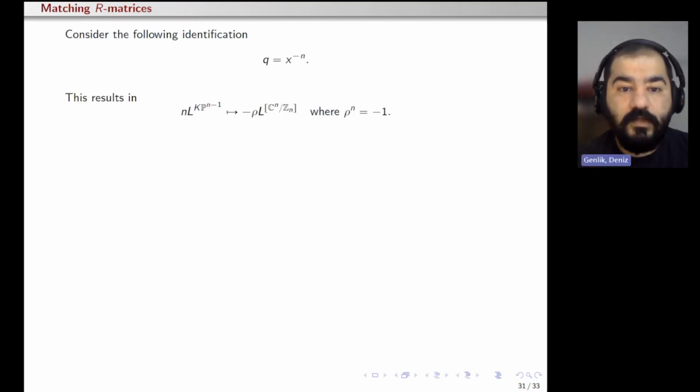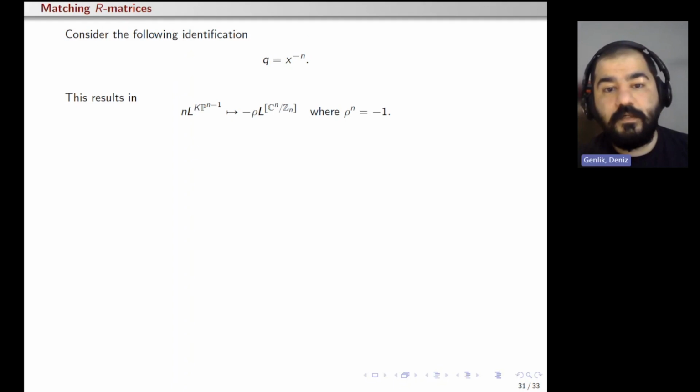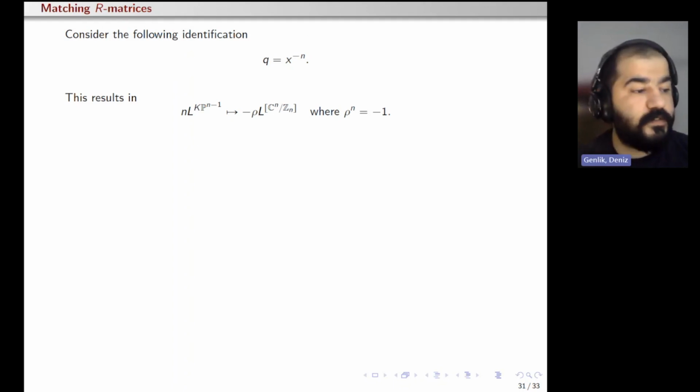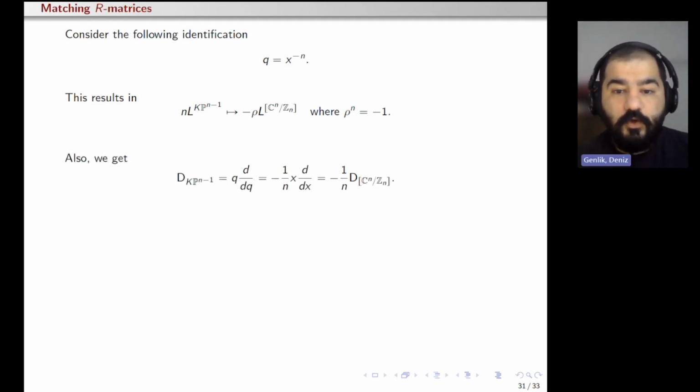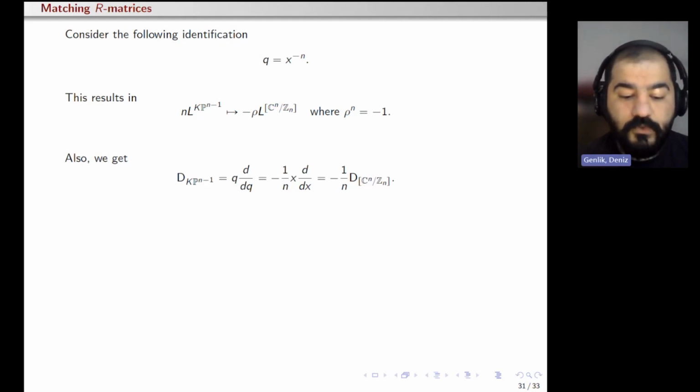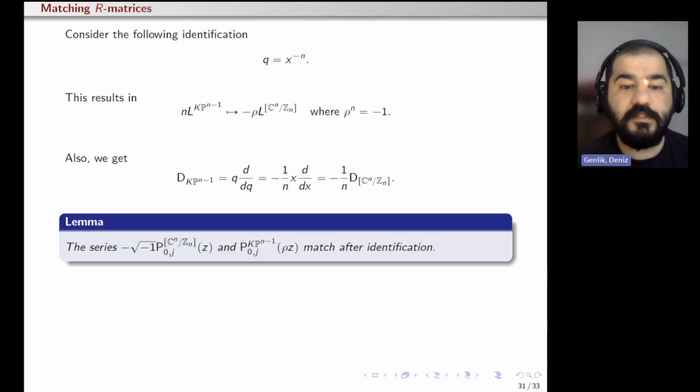And under this identification, these L series are related to each other via this identification. Here, rho is a root of -1. And the D operators are related to each other in this way. So this kind of takes one Picard-Fuchs equation to the other if you do this change of variable. And also you need to change your Z with rho Z to do that. So that means at the level of Picard-Fuchs equation, things are matching analytically in some sense.